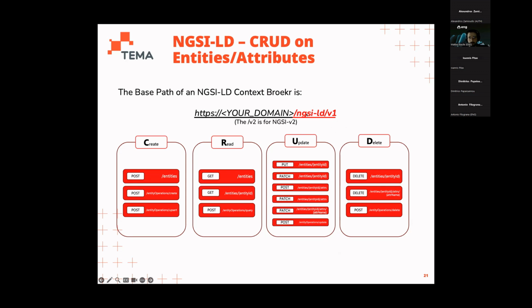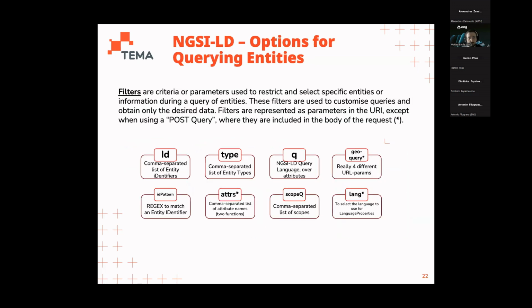You see here that we have NGSI-LD/version1. And these are some APIs that we can use, for example, to create entities, to update a specific entity by entity ID, to read entities, or to filter entities in order to get only the entities that, for example, have the temperature greater than a threshold. So we have different APIs exposed by the NGSI-LD context broker.